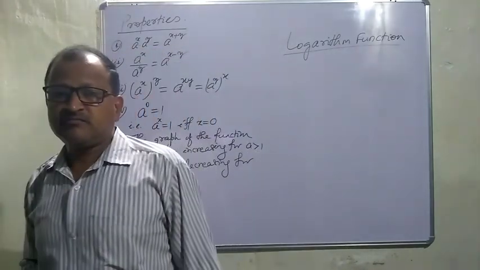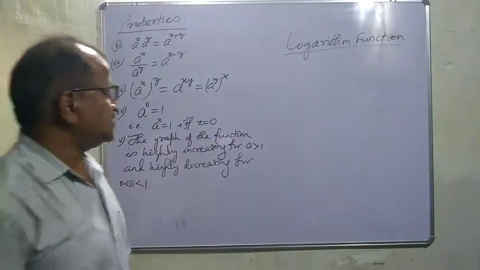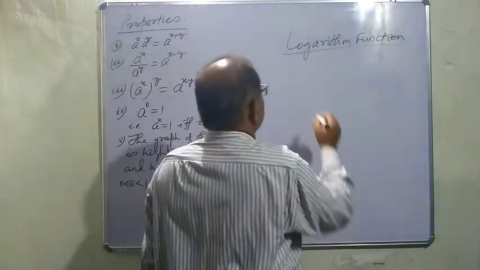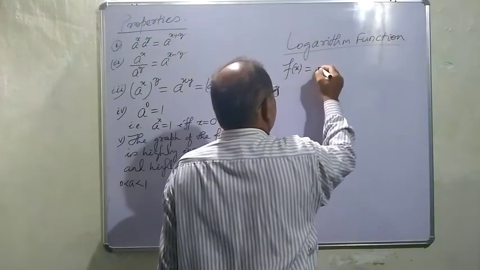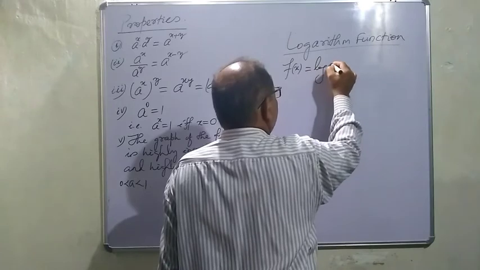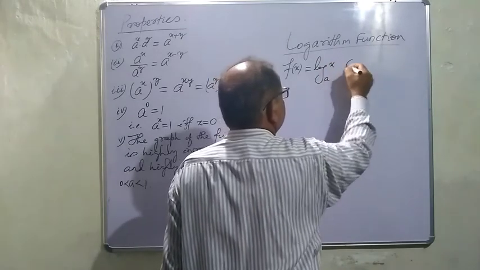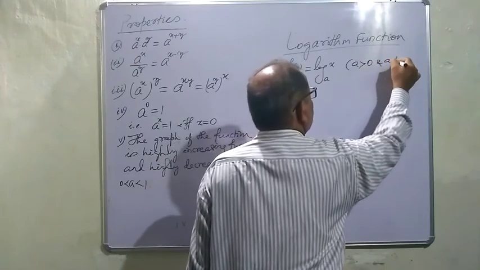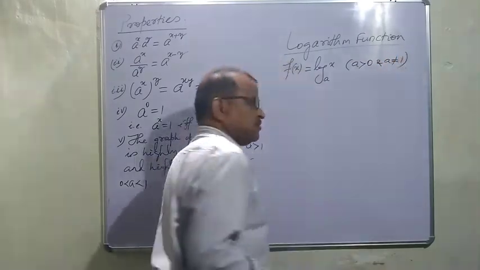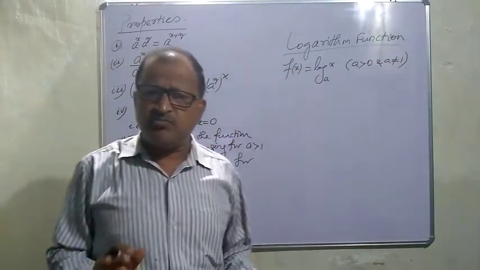Logarithm function. What is this? Here f(x) is equal to logarithm of x with base a. Similarly, here also a is greater than 0 and a is not equal to 1. What is this logarithm function?